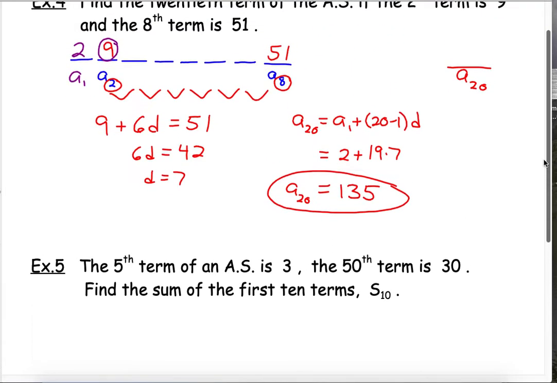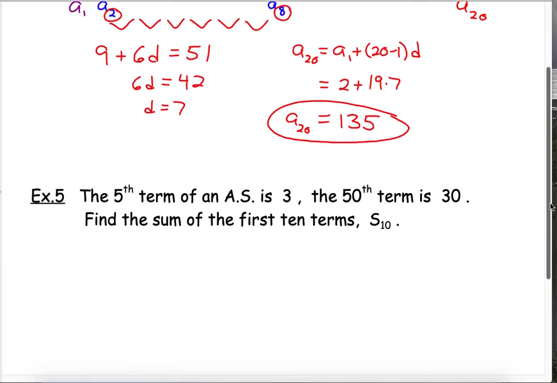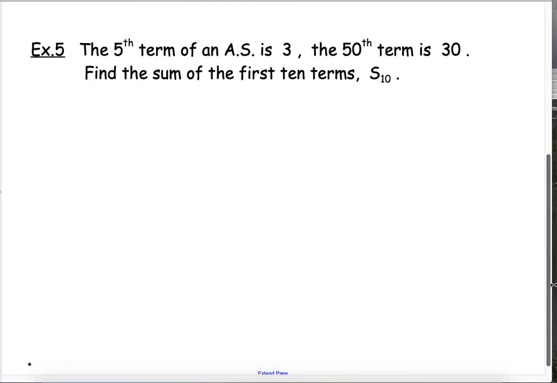Could you also have done this with a system of equations like we did before? Yes. Okay. The fifth term of an arithmetic sequence is 3. So a sub 5 is equal to 3. The 50th term, oh gosh, a sub 50 is equal to 30. Wow. Well, that tells you from the fifth term all the way to the 50th, we've only gone from 3 to 30. That means our common difference has got to be pretty small. It's going to be less than 1, isn't it?